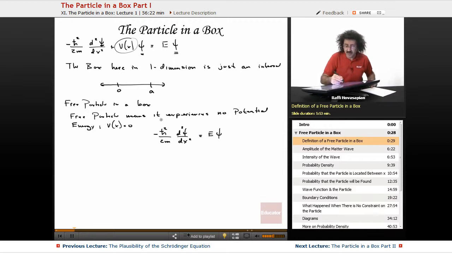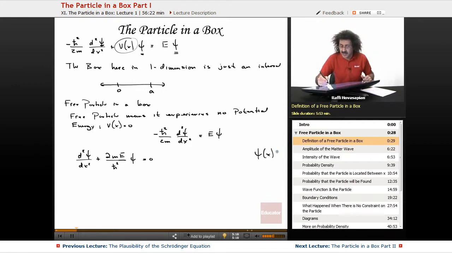Basically, we multiply by the 2m, divide by that, bring everything over to one side, and set everything equal to 0. So it's going to look like this: d squared psi dx squared plus 2mE over h bar squared times psi equals 0. And again, this wave function psi is a function of x. It's just a normal function like anything else: sine x, cosine x, logarithm of x, that's all it is. That's what we're looking for.